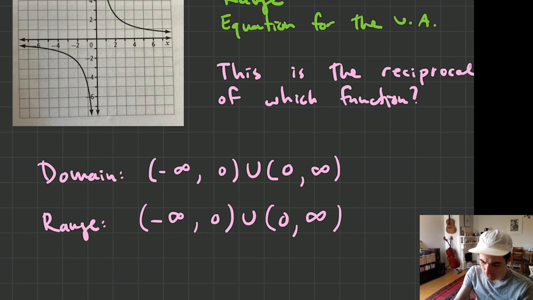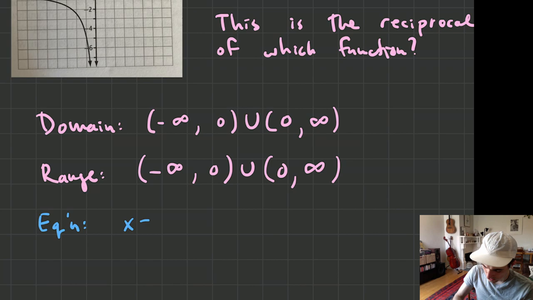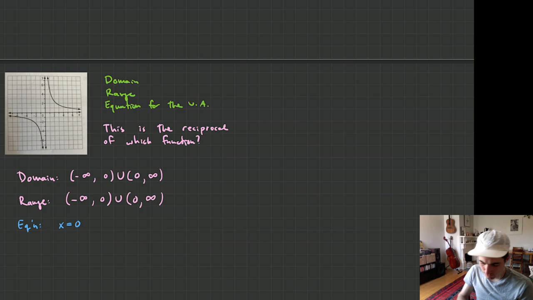So we did domain, we did range. The equation for the vertical asymptote. The equation is x equals zero, right? So x equals zero, that is the vertical asymptote. There you have it. And then finally, this is the reciprocal of which function? Let's give that a shot.